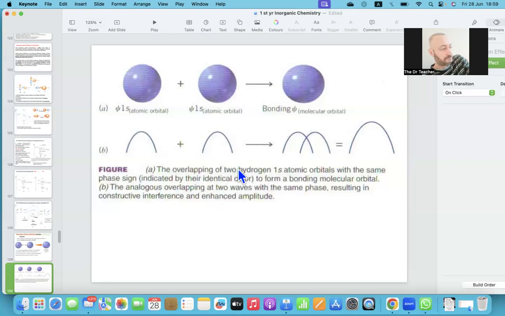So the overlapping of two hydrogen 1s atomic orbitals with the same phase sign, indicated by their identical color, forms a bonding molecular orbital. Okay, and then the second one is the analogous overlapping of two waves with the same phase, resulting in a constructive interference and enhanced amplitude.